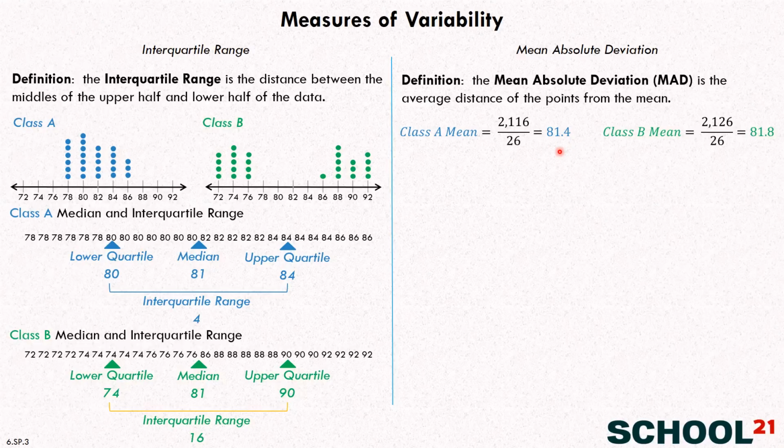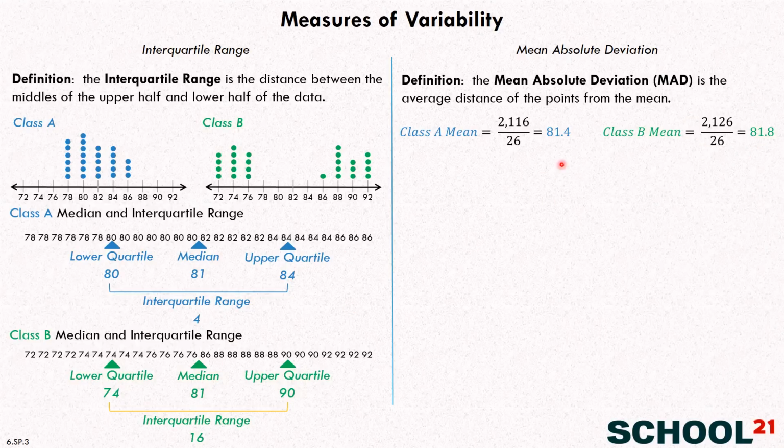Okay? Now, it's very similar, you can see, to the median, which was 81. So that's an encouraging sign that the mean and the median are somewhat similar. Class B's, if you were to add them all up, it's 2,126. That's all of these data points added up. There are also 26 students in that class. So you divide that, and that's at 81.8. So also very similar to the median that we saw there.